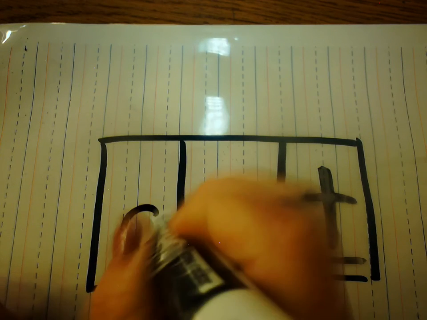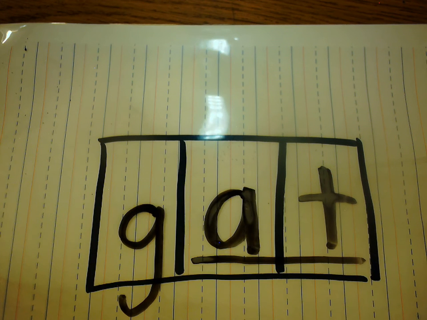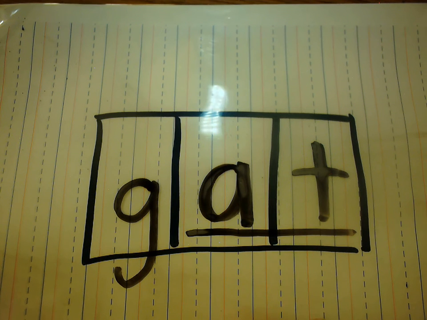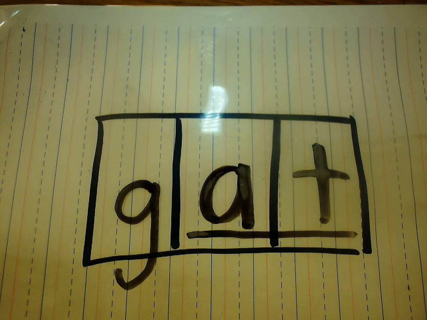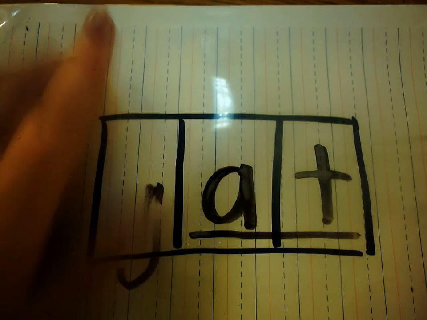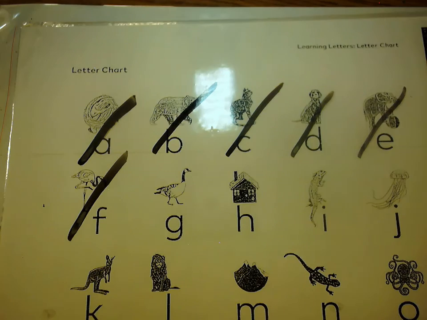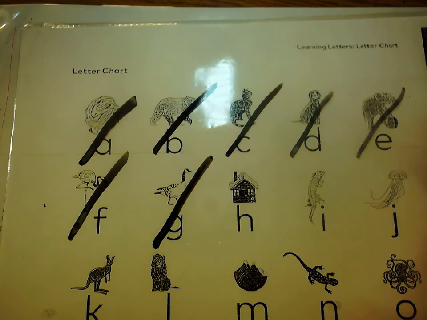G. What does G say? Oh, it has to dangle too. Make sure your G dangles. G, G, G. A-T says at, g, at. Is that a word? No, I don't think it is. But I could spell it, G-A-T. And I could read it. That's a good job. Erase that G. Hold on. Cross out that G. What letter's next?